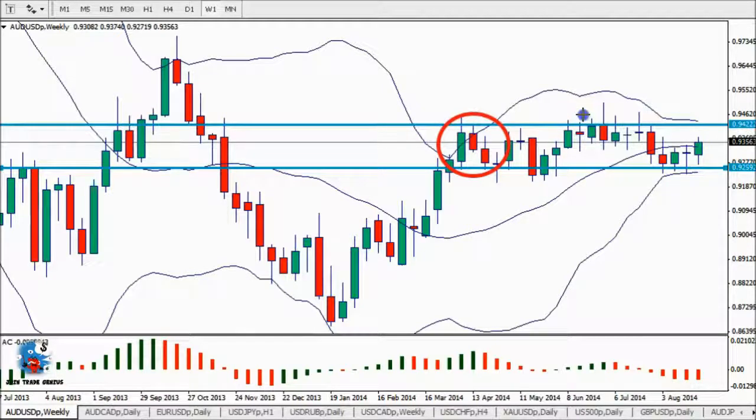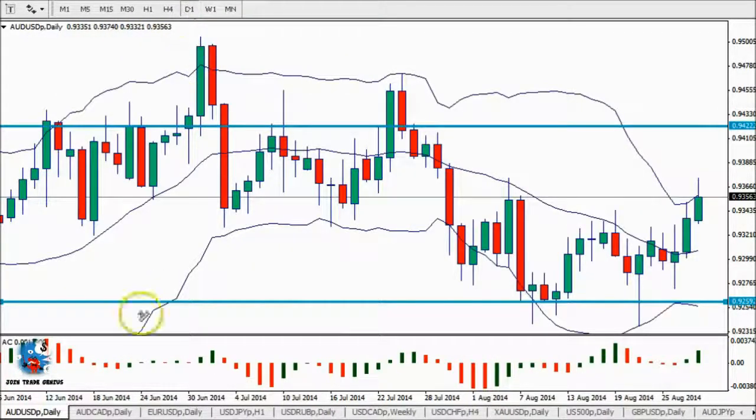We can see here on a weekly chart, first of all, quite a tight range. But we do see, I've just circled here in red, some spinning tops there. You can read articles about these spinning tops on our blog. And these can sometimes signify reversal trends, i.e. to the downside.